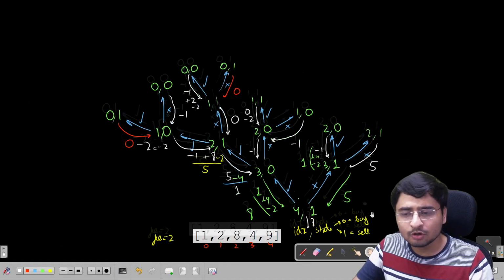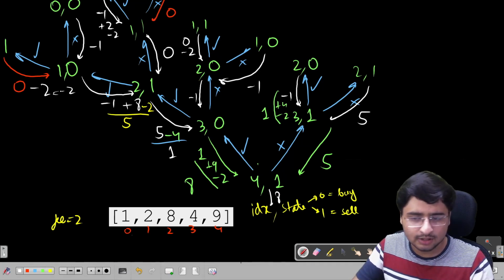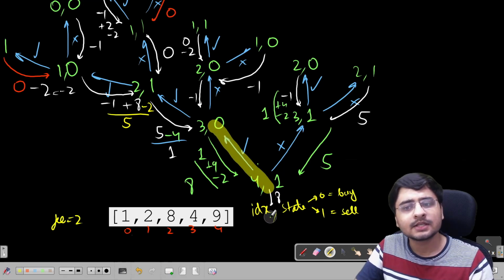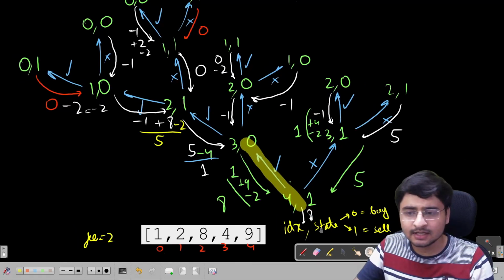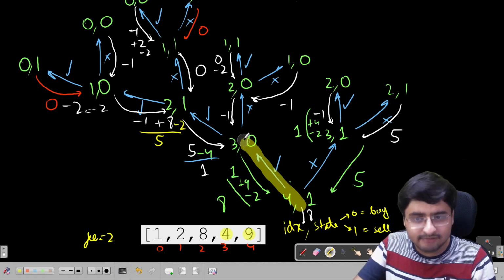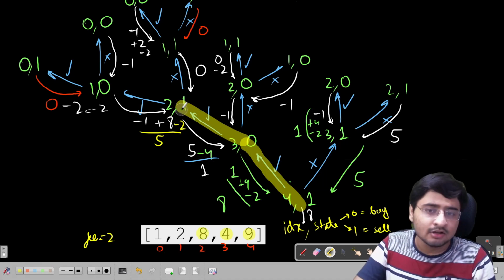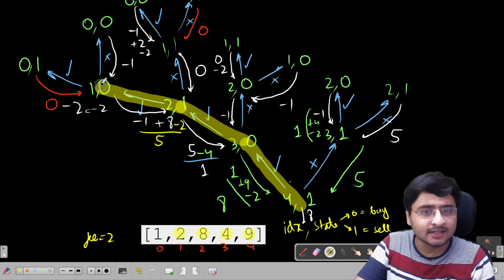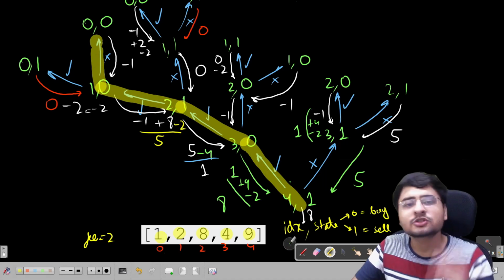Let's quickly reiterate what the answer actually means. If you look at this tree closely, we did sell on the fourth day, right? And from this particular scene, we can see that we bought on the third day. On the second day we actually sold the stock. On the first day we did nothing, and we bought the stock on the 0th day. This is the most ideal path.